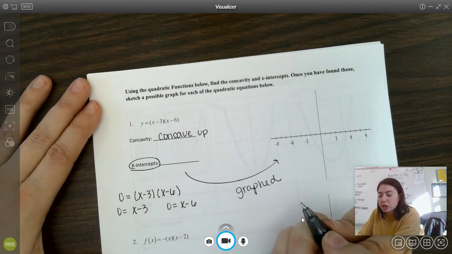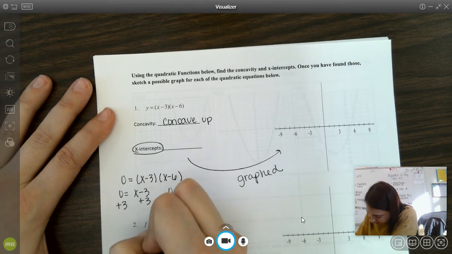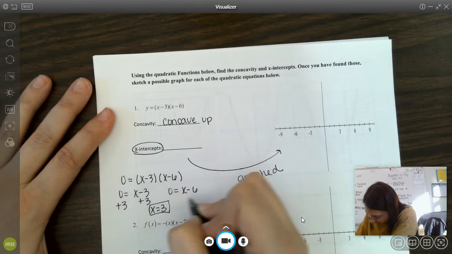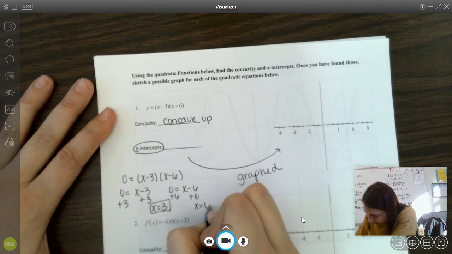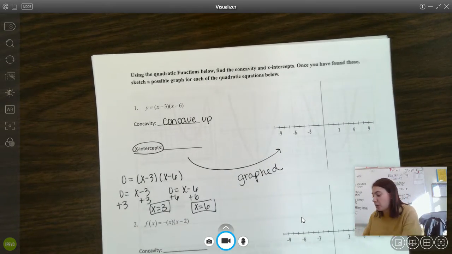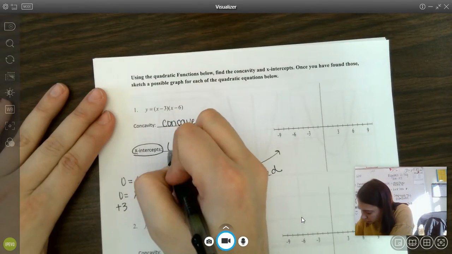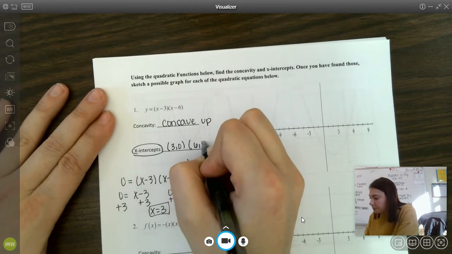Once we set them each equal to 0, we can add 3 to both sides. X is equal to 3. We can add 6 to both sides. X is equal to 6. And if we know our two solutions, remember, your solutions are your x-intercepts. So our two x-intercepts are (3, 0) and (6, 0).